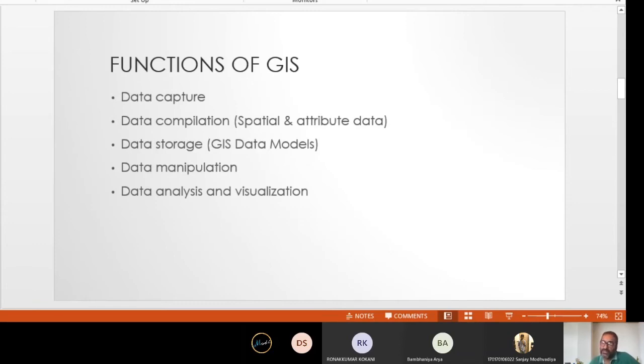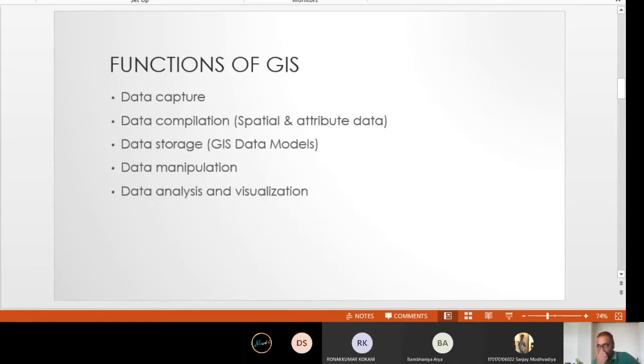We input and take output, but sometimes it acts as an instrument also, for data capturing. So data capturing is possible at many levels, including direct data capture. So you understand that data capture or data input is the first function. Then the data compilation: the spatial and attribute data. Earlier I gave you the kind of segregation of spatial and attribute. The word attribute is new to you.